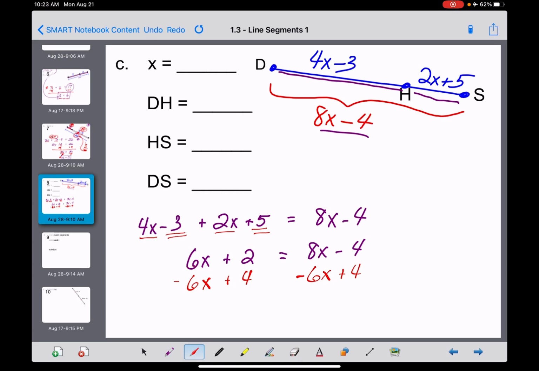Okay, so what cancels here? This 6x minus 6x, gone. This minus 4 plus 4, gone. And where does that leave us? The 2 plus 4 is going to be a 6, and that equals 8x minus 6x, which is going to give us 2x. We'll divide both sides by 2 now, and even though this is backwards, we don't really care. We're going to end up with our answer here, at least we think, of x equals 3.